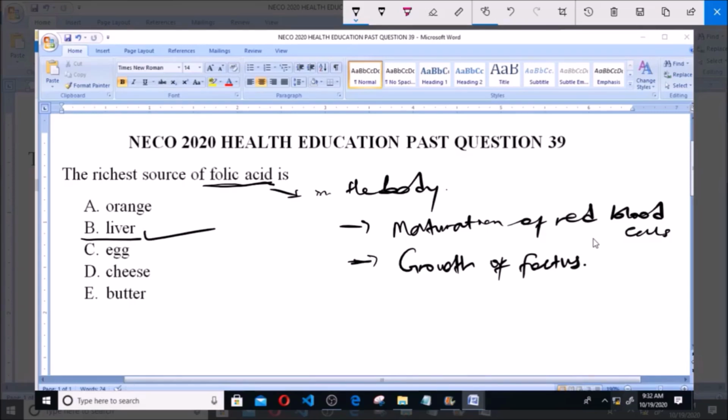Now, A, orange, also contains folic acid, but its amount is not as much as that of the liver, because orange is mainly a fruit and contains various vitamins. The egg also contains other vitamins, likewise the cheese and the butter. You can get fat and oil from butter, but the richest source of folic acid, as the question is asking, is the liver, which is option B.